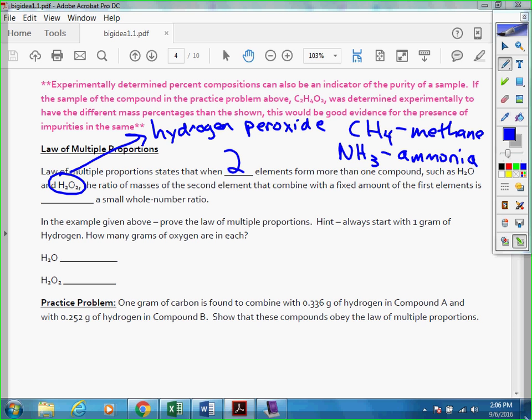The ratio of masses of the second element that combine with a fixed amount of the first element is always, I'm going to make this capital, always a small whole number ratio.